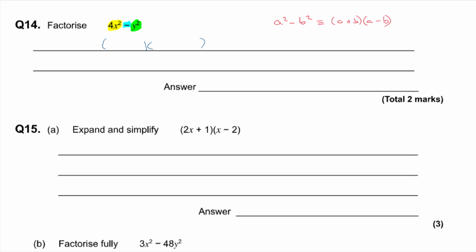Now notice that a is the square root of a squared, and b is the square root of b squared. So my two things in the brackets are going to be the square roots of those two terms that I've got at the top there. So what's the square root of 4x squared? Well, root 4 is 2, root x squared is x.